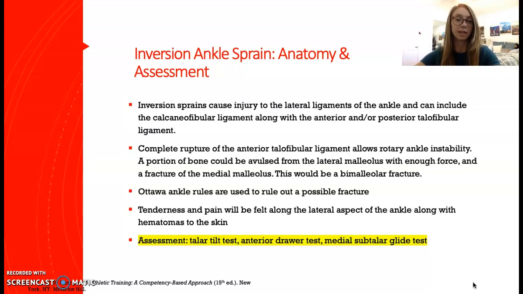Some tenderness and pain is going to be felt along with some of the hematoma and bruising that you saw in the picture before this. And some assessments you can do are a talar tilt test, an anterior drawer test, and a medial subtalar glide test.